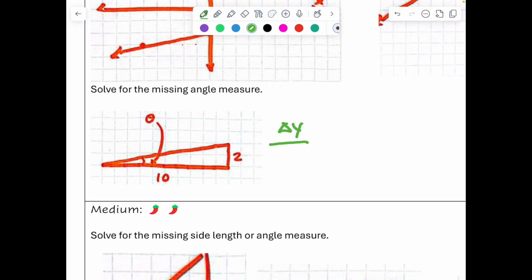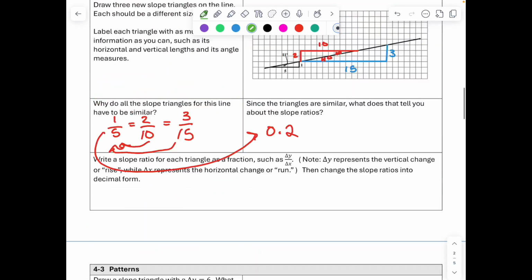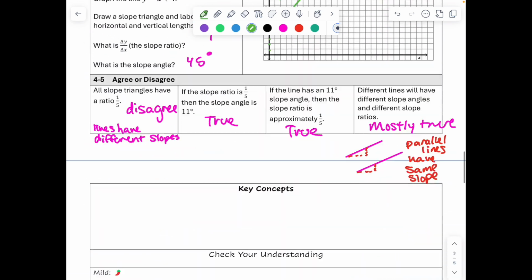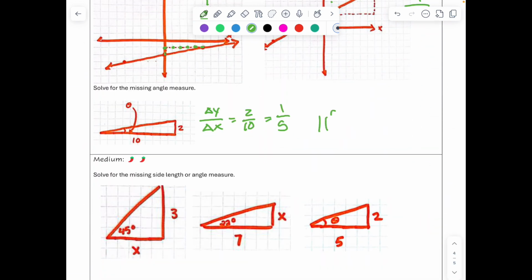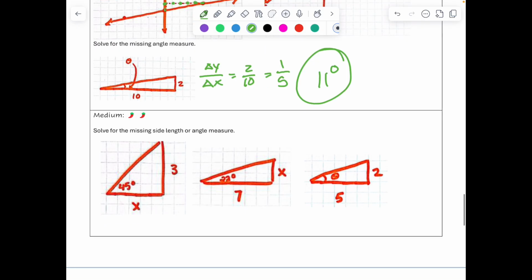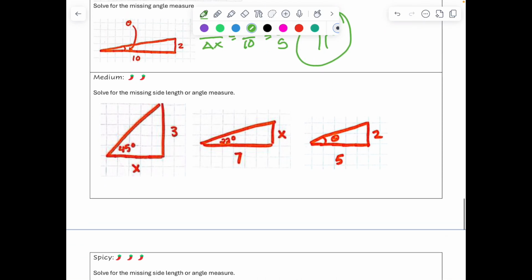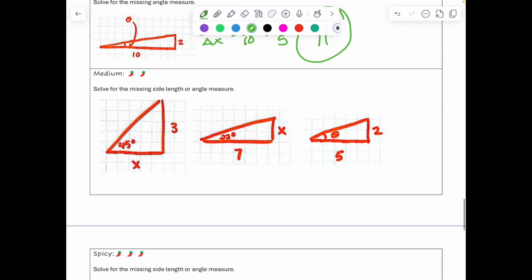Then here they want us to solve for the missing angle measure. I see that my change in y over change in x is 2/10, which is the same as 1/5. And then if we look at our little toolkit, 1/5 means that the angle is 11 degrees. So this is an 11-degree angle. With the medium, we did not do 45-degree angles. Okay, that will be in the next lesson, so we'll have to come back to that.